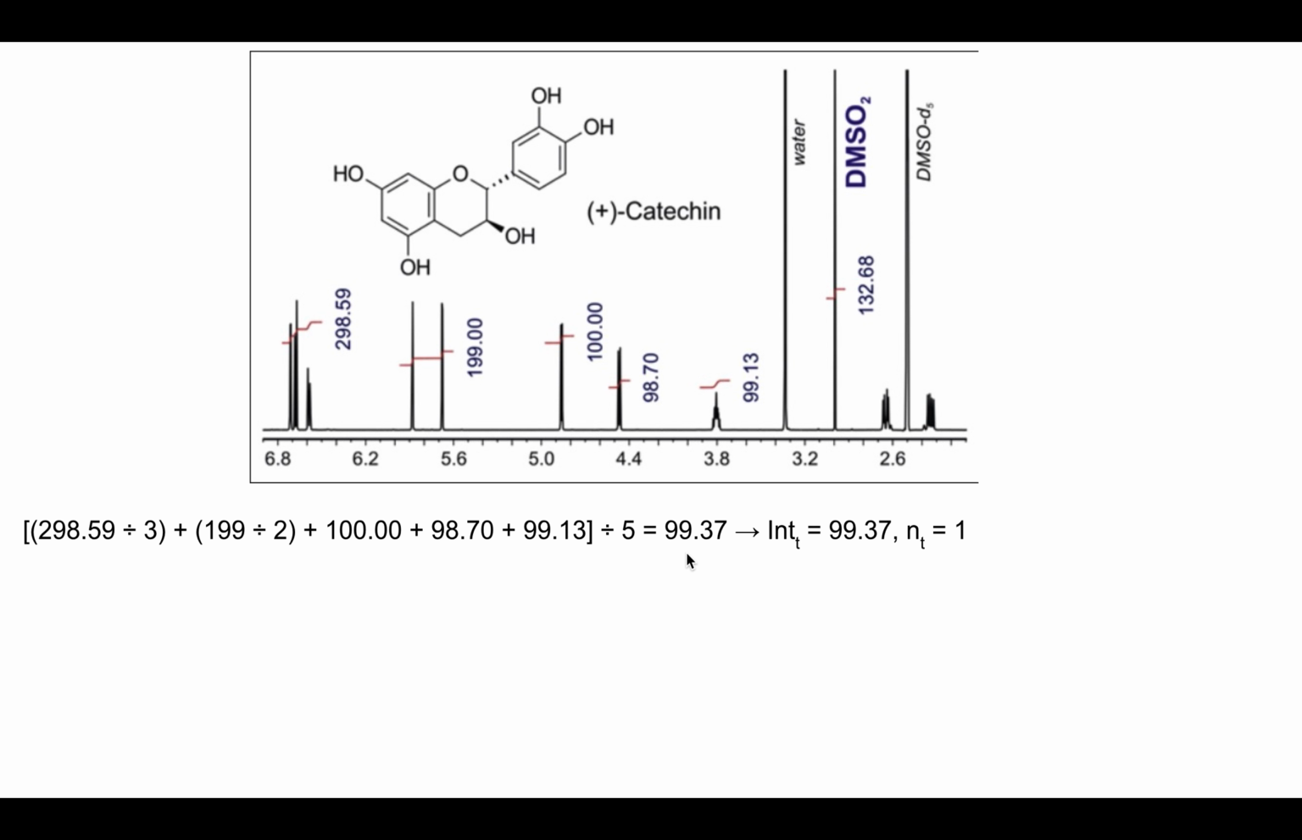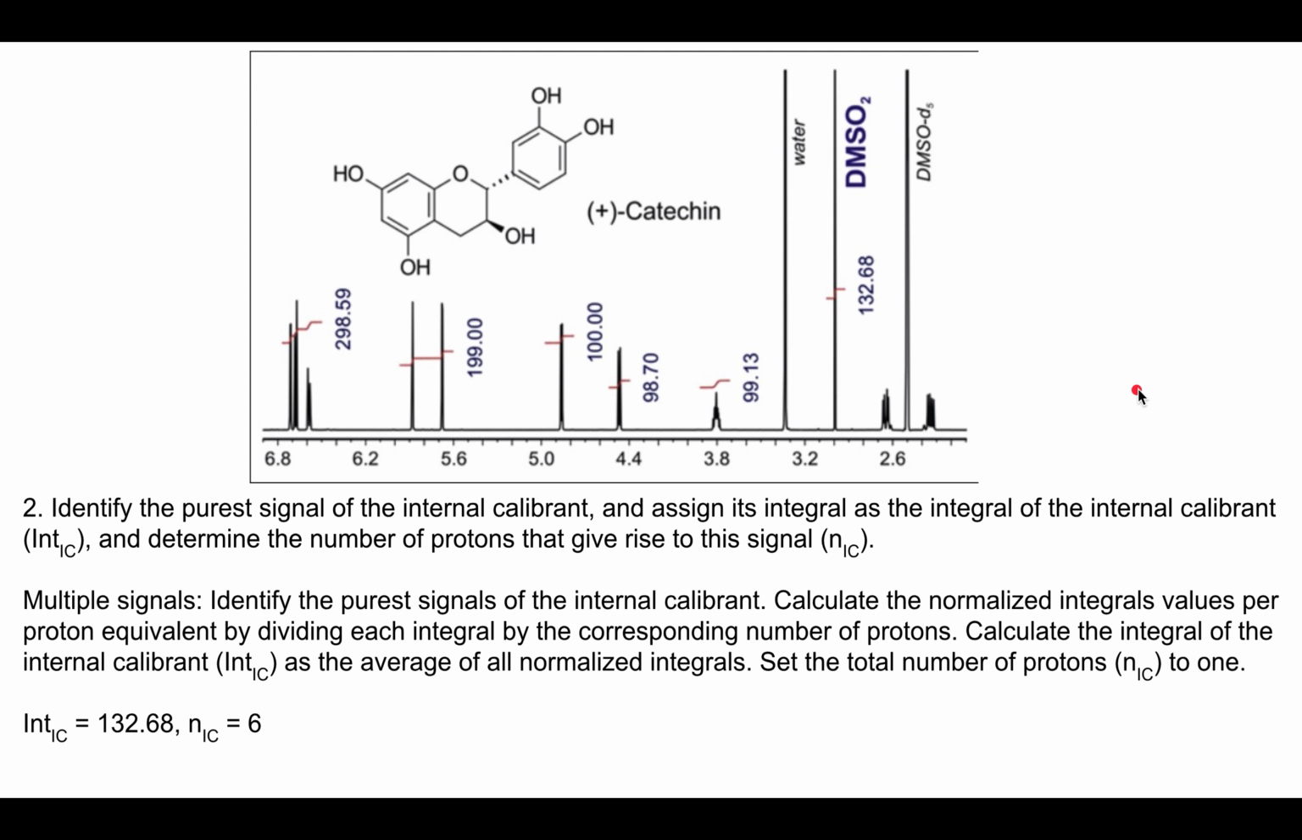And remember, the previous step said for multiple signals that we need to set the number of protons for the target analyte equal to 1 if we're taking this average. So step 2 says to identify the purest signal of the internal calibrant and assign its integral as the integral of the internal calibrant, and determine the number of protons that give rise to this signal. In this case, we're not going to be dealing with multiple signals, and the purest signal is this signal right here with a value of 132.68.